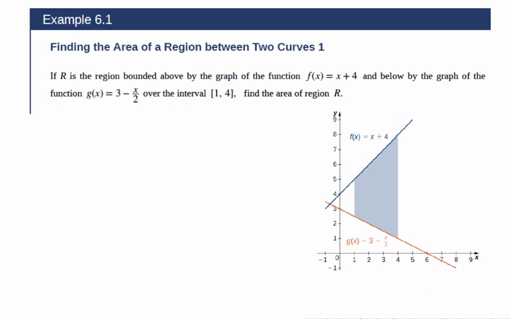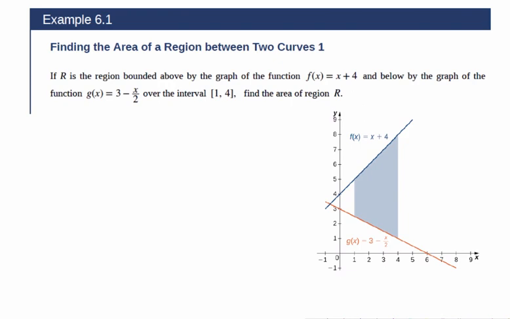It says R is the region bounded by the above graph. So f of x is x plus 4, it's on top. G of x is 3 minus x over 2, and it is underneath it from 1 to 4. Okay, so we're just basically going from 1 to 4. So that's why the f of x function is always on top. The g of x function is always on the bottom.